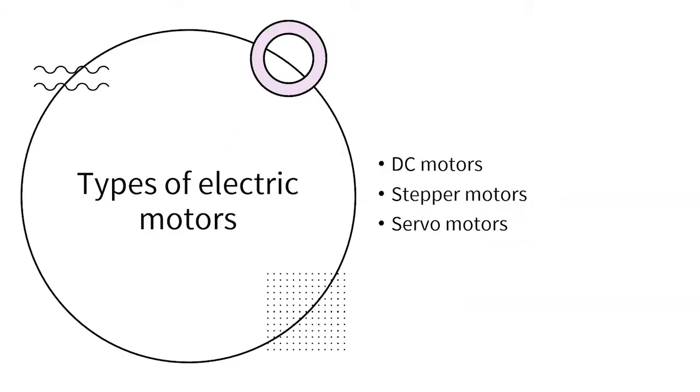Now, in this presentation, we're going to be focused entirely on electric motors. So taking electric energy, voltage, current, what have you, and converting that into the rotation of an output shaft, mechanical energy. So there's three specific motors that we're going to be looking at in this case: DC motors, or direct current motors, stepper motors, and then servo motors.